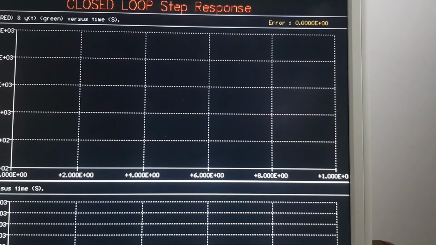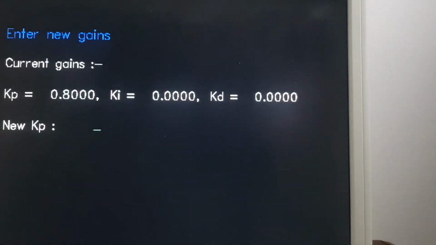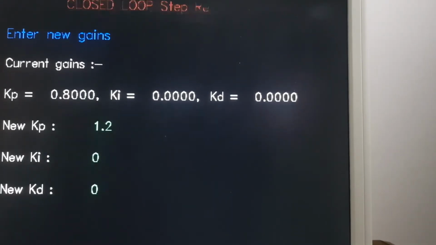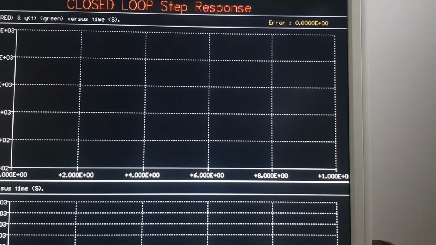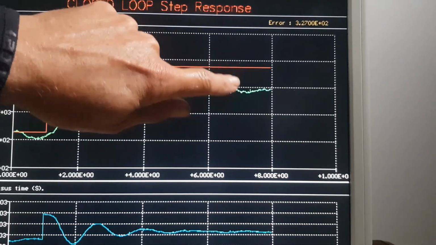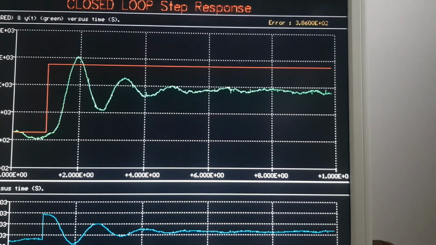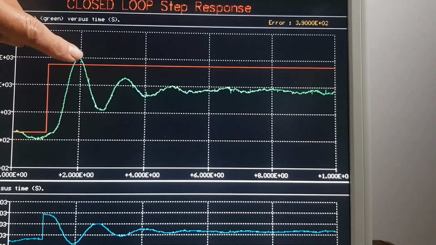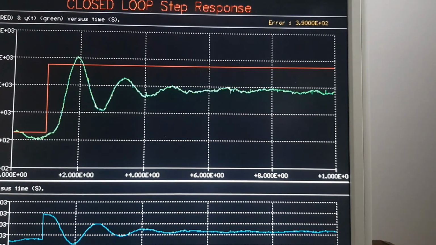If we now change the gain again to say 1.2, this has now got a bigger proportional gain, and this time as we increase the gain, it becomes more oscillatory, and this steady state error, that's this distance here, is going down all the time. So this is a good effect of increasing the gain, but this is not such a good effect here, this big overshoot.